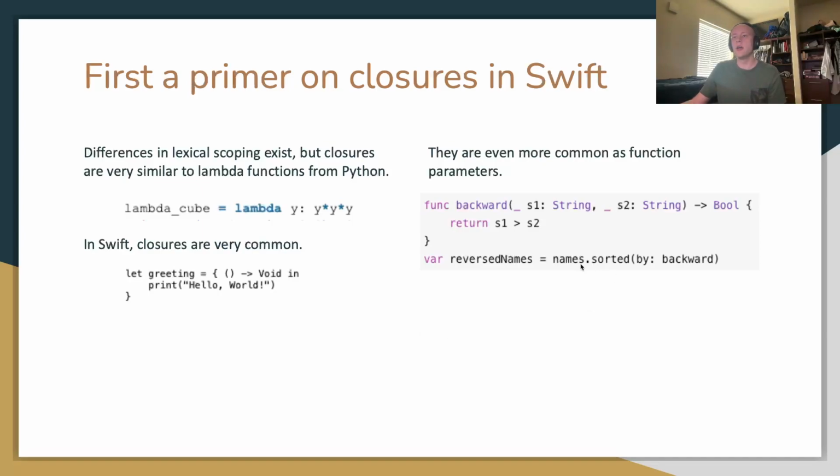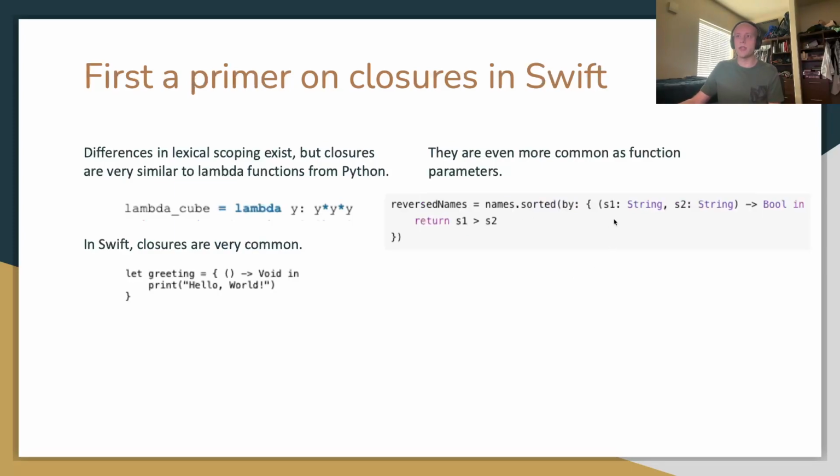So you can see here, we get a dot sorted function, which will sort an array. But we need a function to determine how we want to sort it. We define that function as backward, and then we get a list of reverse names. Well, what if we don't want to use backward all that often? We just want it this one time. We can just define it inline. That's kind of hard to read.